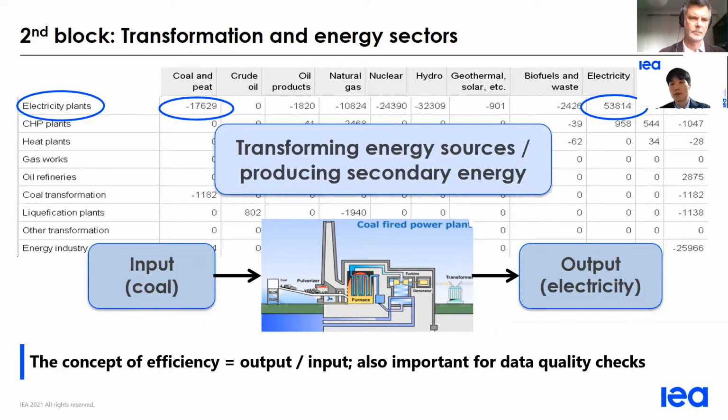That is also a very important indicator when we process the data, because it serves as a data quality check. Of course, the type of technologies and other policies vary across nations, so energy efficiency might vary, but there is a certain range of expected efficiencies. So we can actually validate whether the reported data are correct or not.